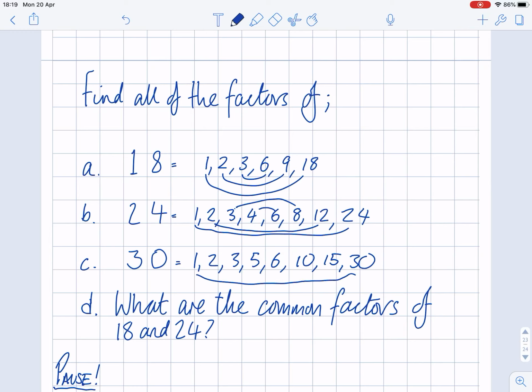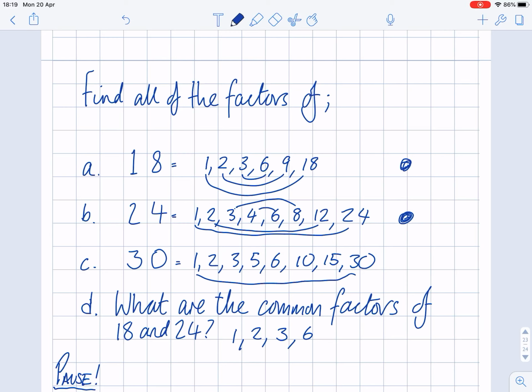What are the common factors of 18 and 24? So let's look at these numbers here, and let's look at these numbers here, and what numbers appear in both groups. 1 does, 2 does, 3 does, and 6 does. And that's all of them.